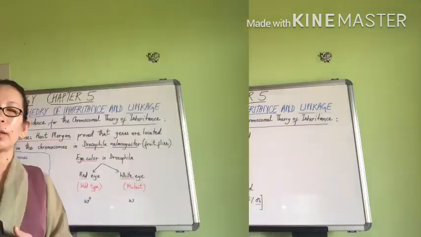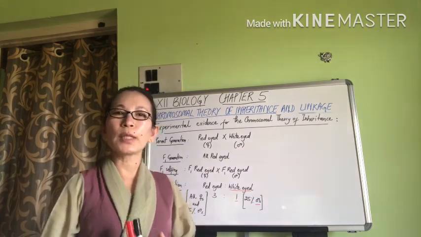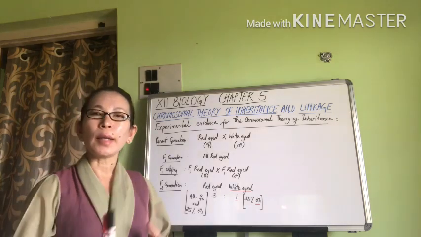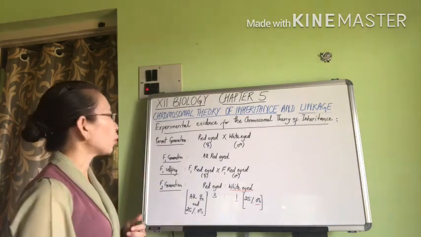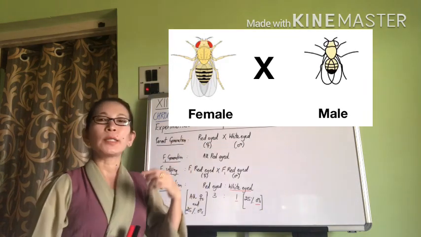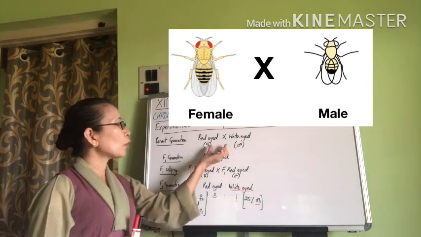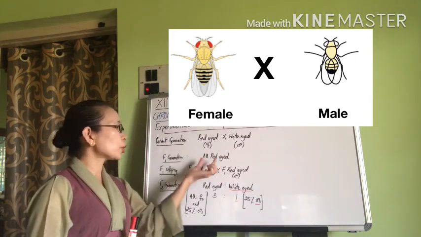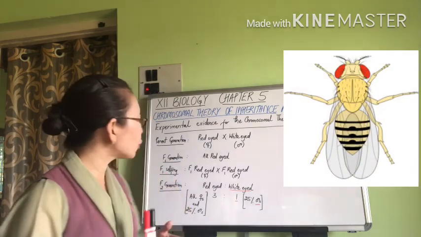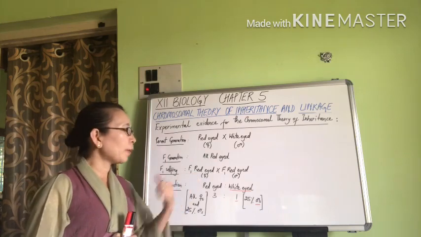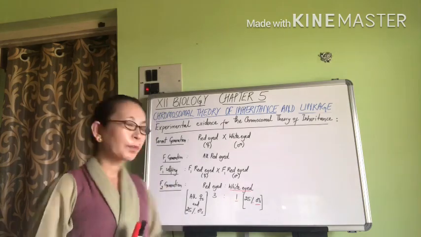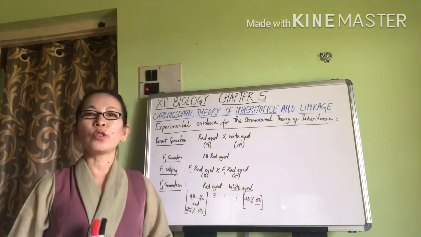Here is an illustration of the first experimental cross conducted by Morgan in Drosophila to study eye color inheritance. In his first experimental cross, Morgan crossed red-eyed females to white-eyed males. In the F1 generation, he observed that all of the F1 flies had red eye coloration. On F1 selfing, by crossing F1 red-eyed females to F1 red-eyed males, he obtained the F2 generation.